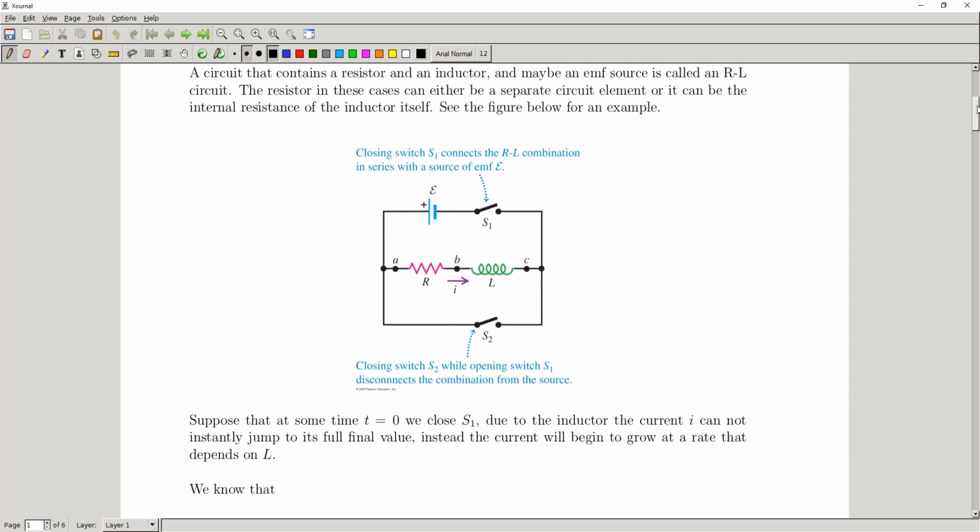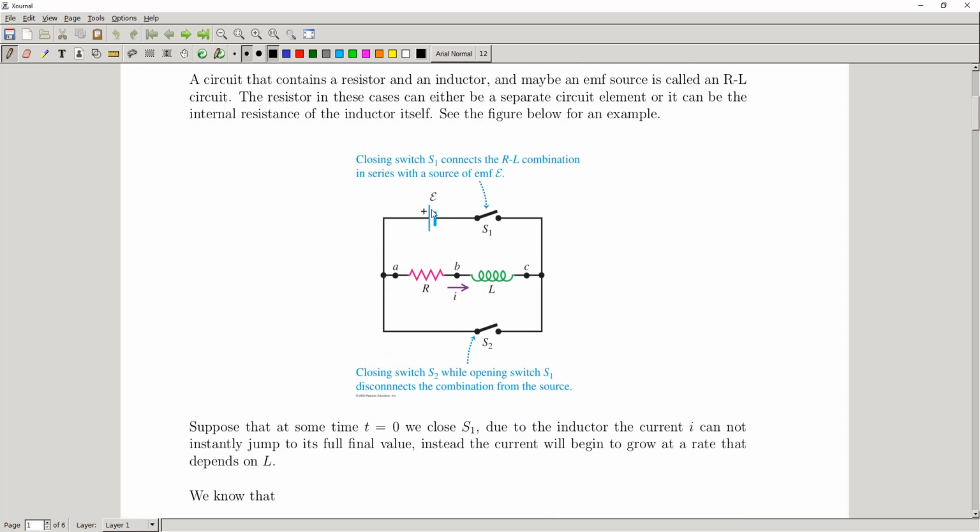So let's say we have the setup that we see here. We have an EMF source here. We have two switches, so the whole thing is shut off right now. There's no closed loop that we can make. But we have this setup, and then let's say that at some time, which we're going to call t naught, the time at which we start our stopwatch, we close S1, right? So we close S1, and what's going to happen?